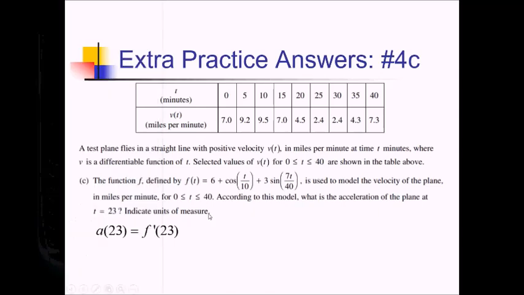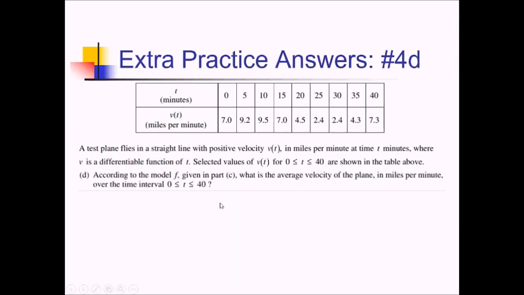0.408. And what are the units going to be on this one? Well, since I'm taking the derivative of velocity, every time I take the derivative with respect to time, I divide by time. So this is going to be miles per minute squared.